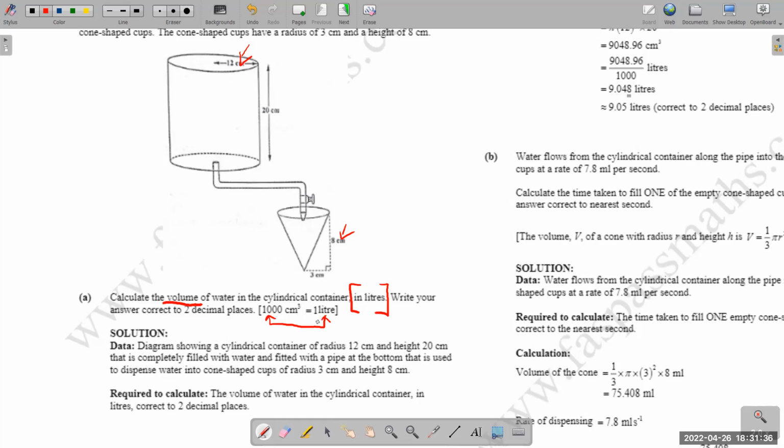A, calculate the volume of the water in the tank. That's easy because what do we know? Because it's a rectangle, we know volume is equal to what? Length times base or width. It doesn't matter. Width and base is the same thing. So length times width times height.